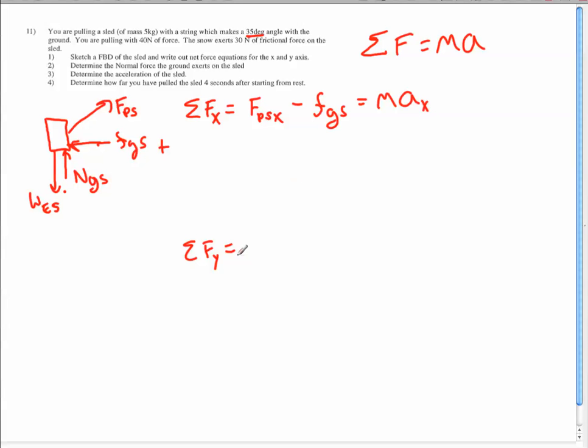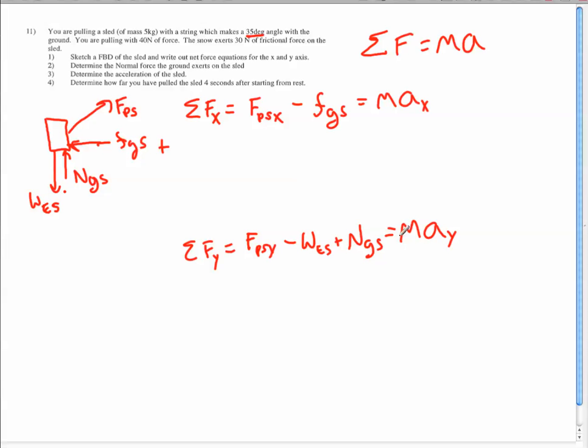Now, you might consider pausing and trying to write the y-axis equation yourself. This is what it looks like. The upward pull from the string on the sled, but again, only the upward part of that, minus the downward pull of the earth on the sled, plus the upward push from the ground on the sled. And again, that will be equal to the mass times the acceleration of the object vertically.